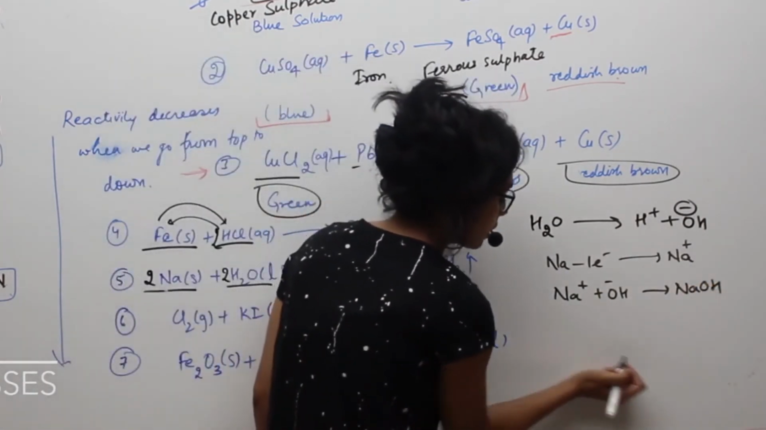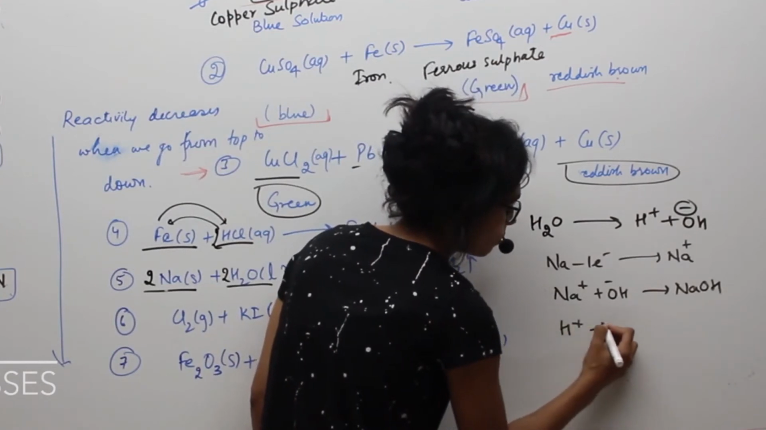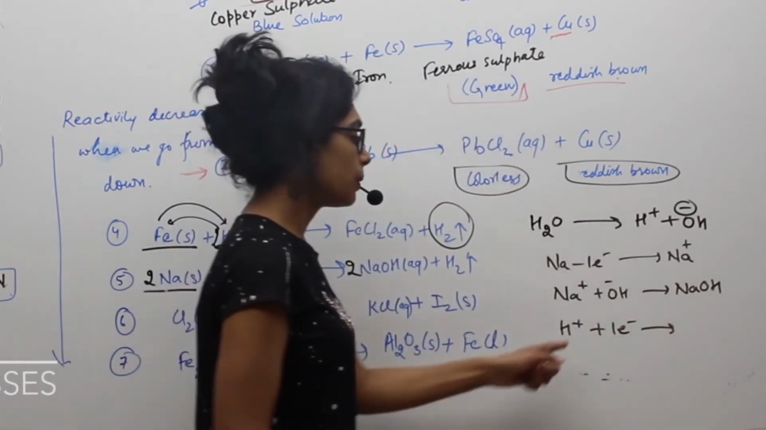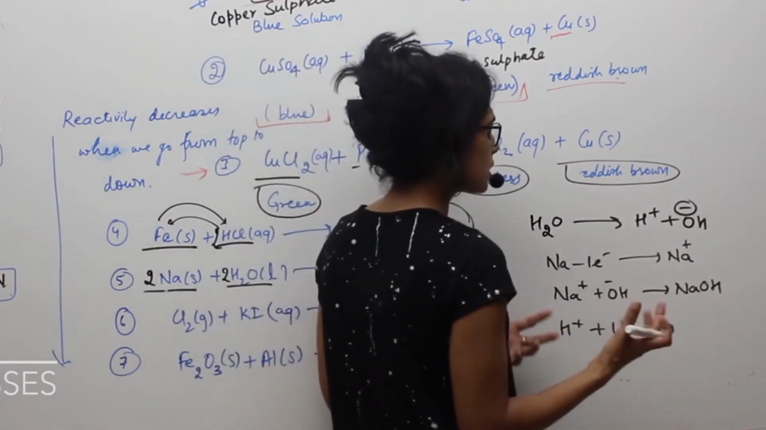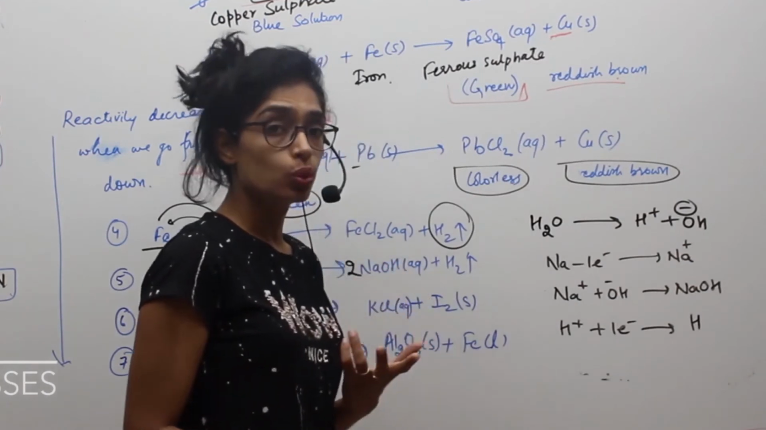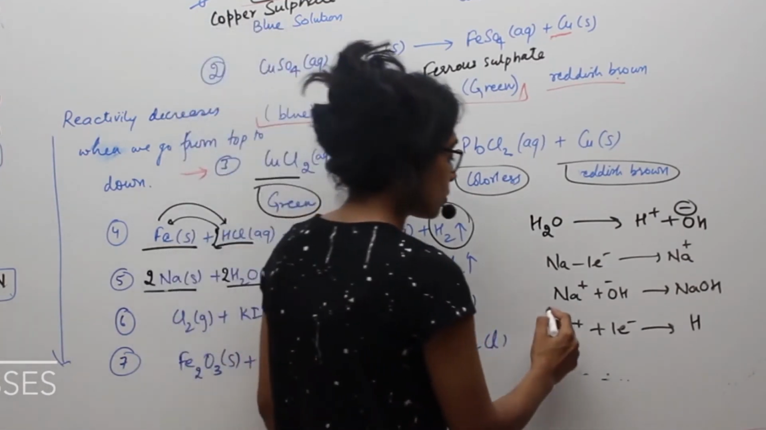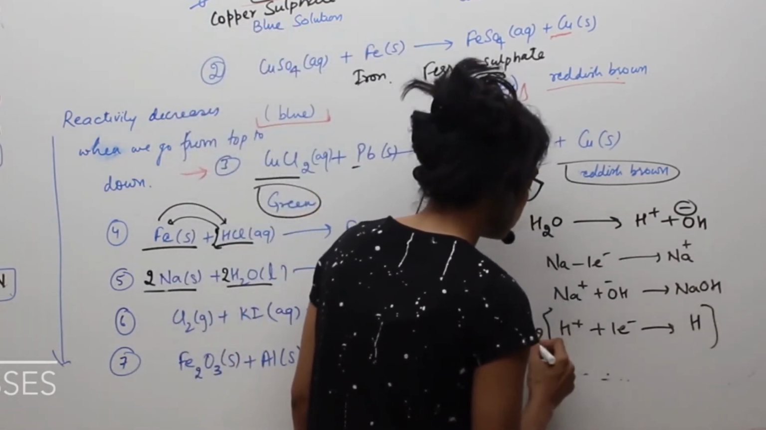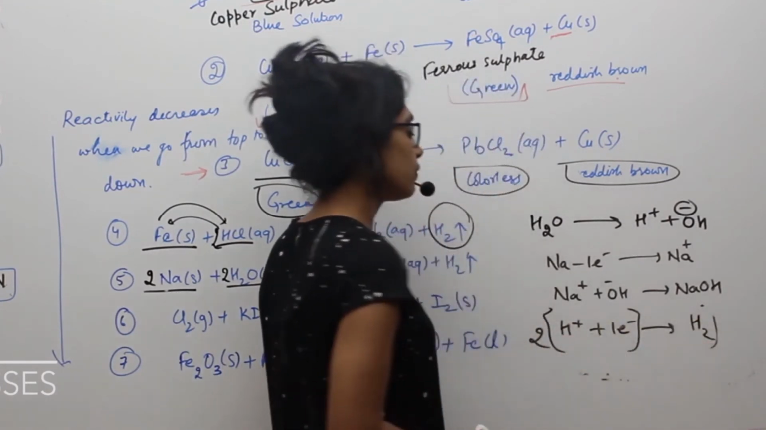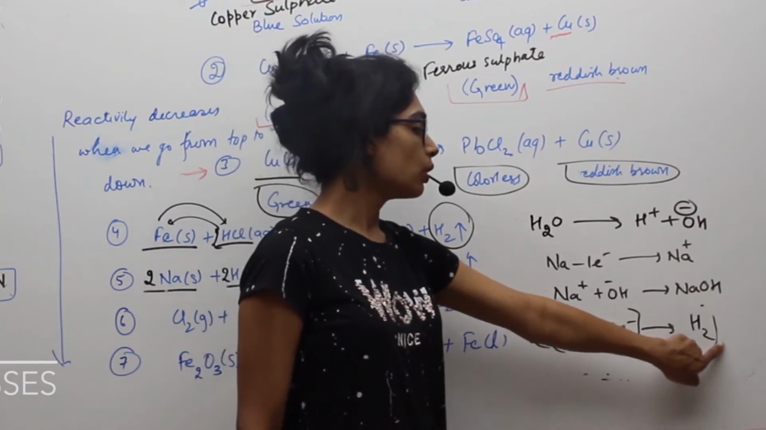After this, the problem comes when H plus tries to make a bond with an electron. Not bond, basically it will try accepting an electron, it will become just hydrogen, and we want H2 as a hydrogen gas. So I can multiply this whole thing with 2, and automatically I'll get 2.